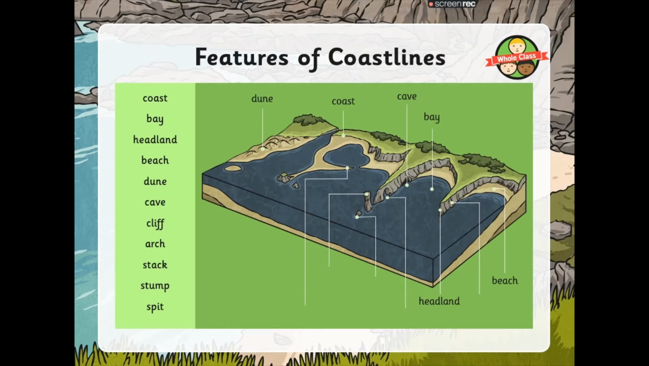We've got the caves. I'm sure you've all heard of caves before. Cliff. An arch. Just see, just in this photo here, there's just an arch just there, okay? Think of an archway. Again, that sort of entrance going through something. We've got a stack and a stump. Notice the height of the stack compared to a stump. And then finally, we have got a spit. Okay. So these are different features of a coastline.